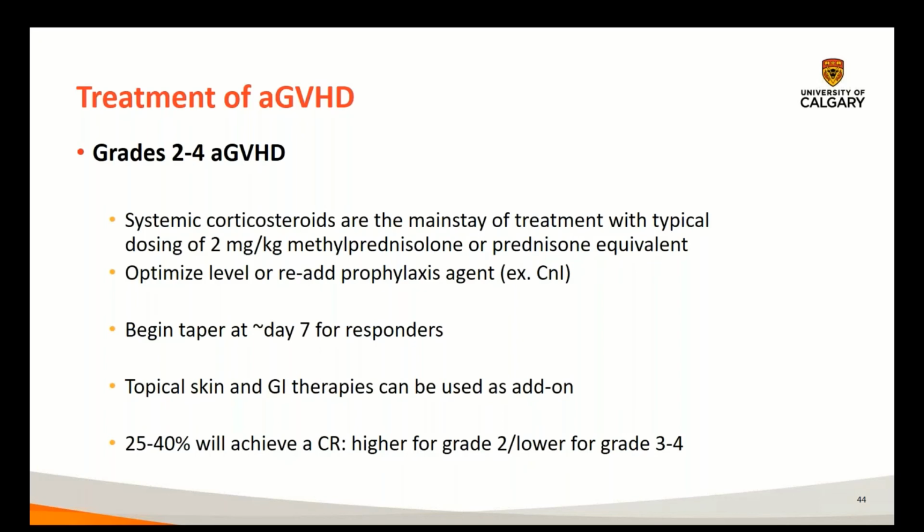In terms of outcomes, the estimates are quite wide, but in general, about 25 to 40% of patients will achieve a complete response. You can imagine that response rates are higher for patients with grade 2 and lower for patients with grade 3 to 4 acute graft versus host disease.